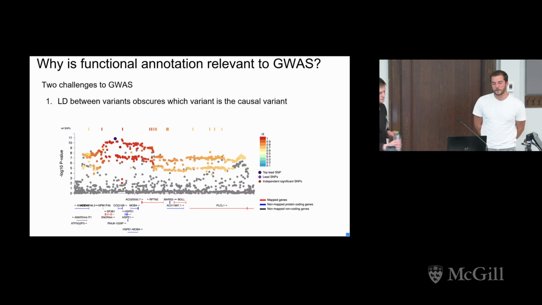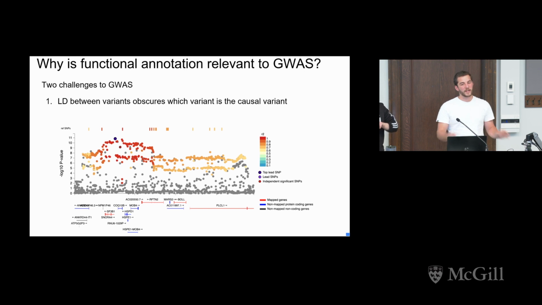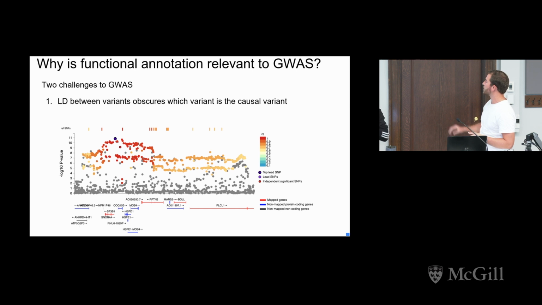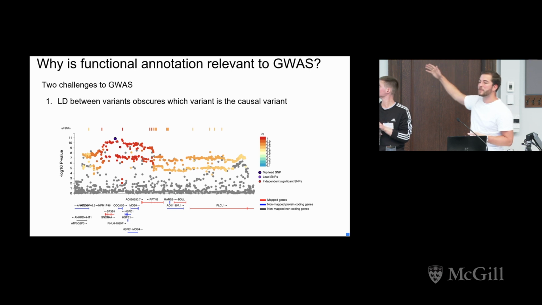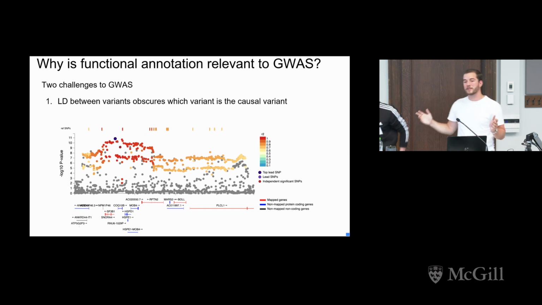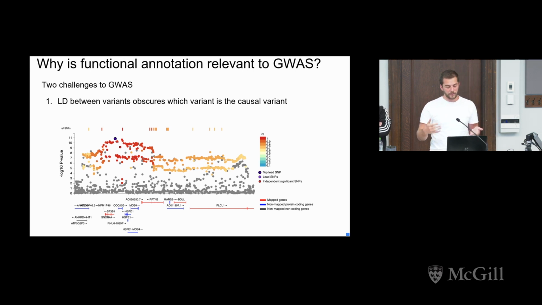So why do we do these functional annotations? There are two main challenges that we want to resolve in these loci where functional annotations can help. One challenge is the LD between variants, which can obscure which variant is actually doing something. And here's a nice overview in a plot where you see the top lead SNP is this purple one, and then you can see how many significant SNPs are in this locus. Everything above the 8 line is technically significant, so you really have no clue which variant here is causal, since they're in so high LD.